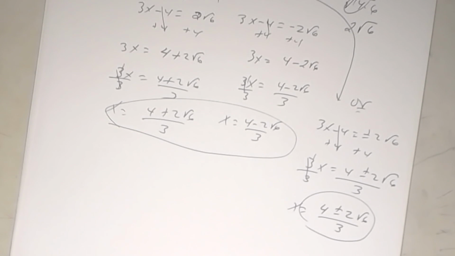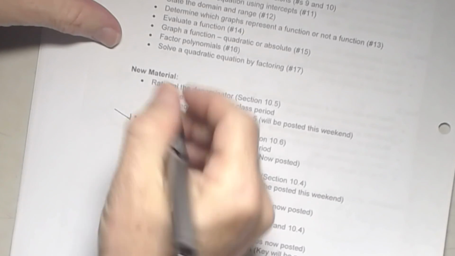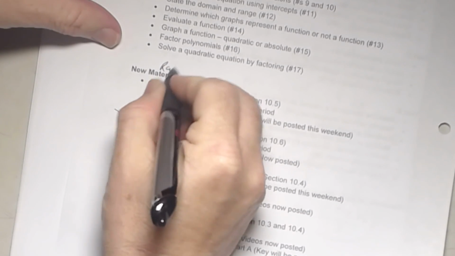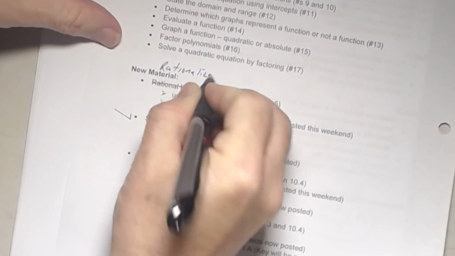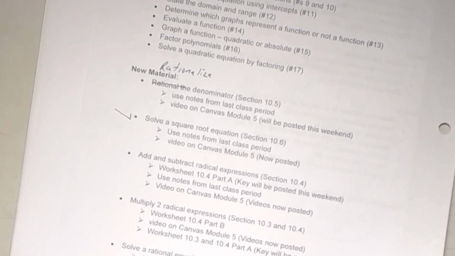All right. Now, let's look at another one that's on your final, on that sheet. Let's do this one here. Rationalize the denominator. Now, I have the word rational, but it really should say rationalize. So take the word rational out and put the word rationalize, where it says new material. It should say rationalize the denominator.